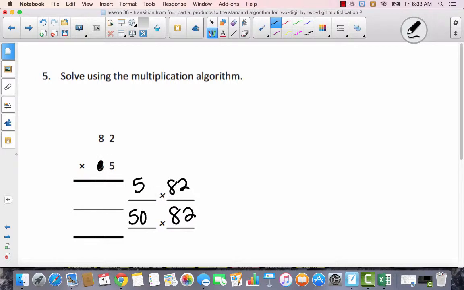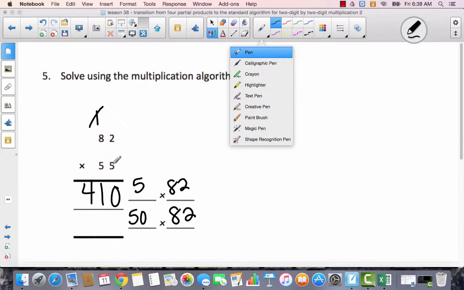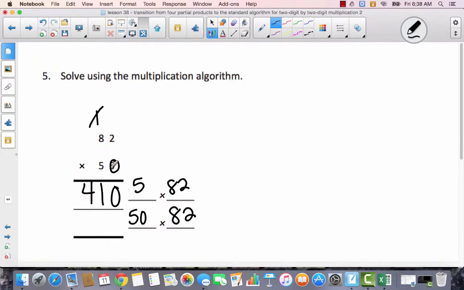All right, so 2 times 5 is 10. 8 times 5 is 40, plus 1 is 41. So I'm going to mark out this. I don't need that anymore. And now I'm going to do 82 times 50, which I already know is going to give me the exact same answer because I just did 82 times 5. I'm just going to put down the 0.